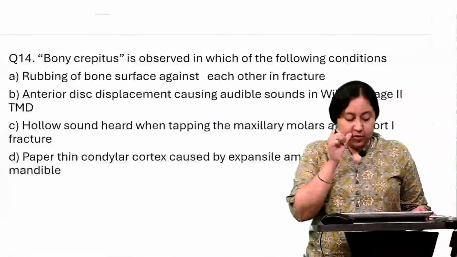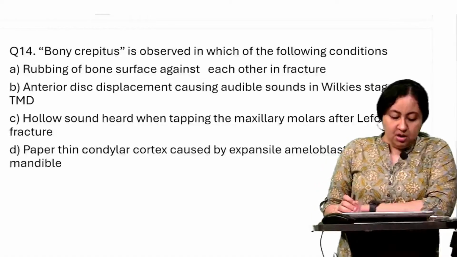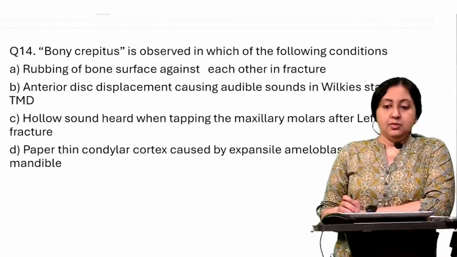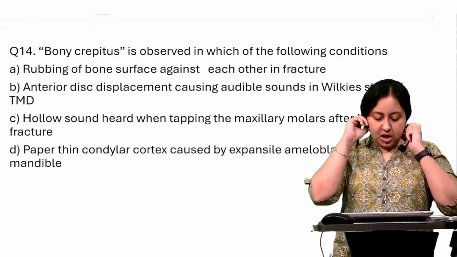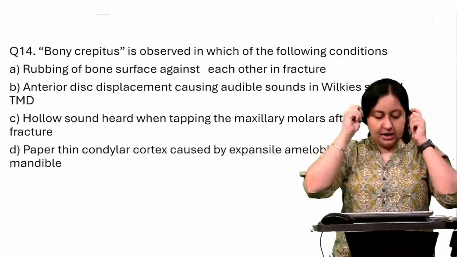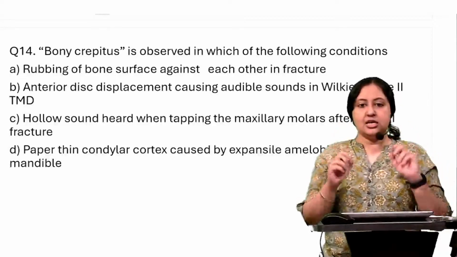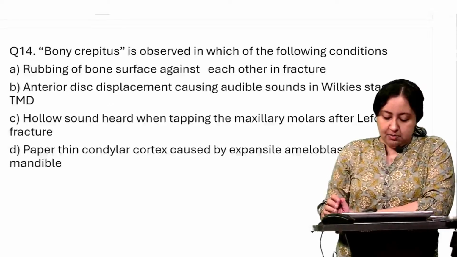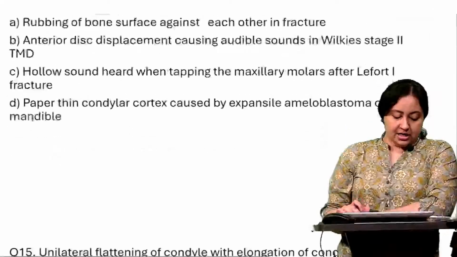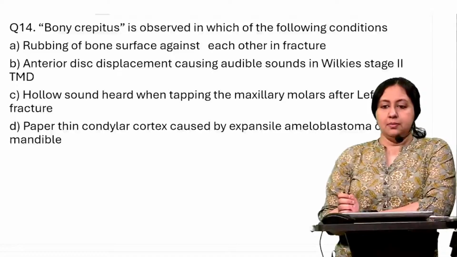Coming to question number 14. Bony crepitus is observed in which of the following conditions? The options are: A, rubbing of bone surfaces against each other in fracture. B, anterior displacement causing audible sound in Wilkes stage 2 TMD. C, hollow sound heard when tapping the maxillary molars after Lefort 1 fracture. And D is paper thin condylar cortex caused by expansile ameloblastoma of the mandible.